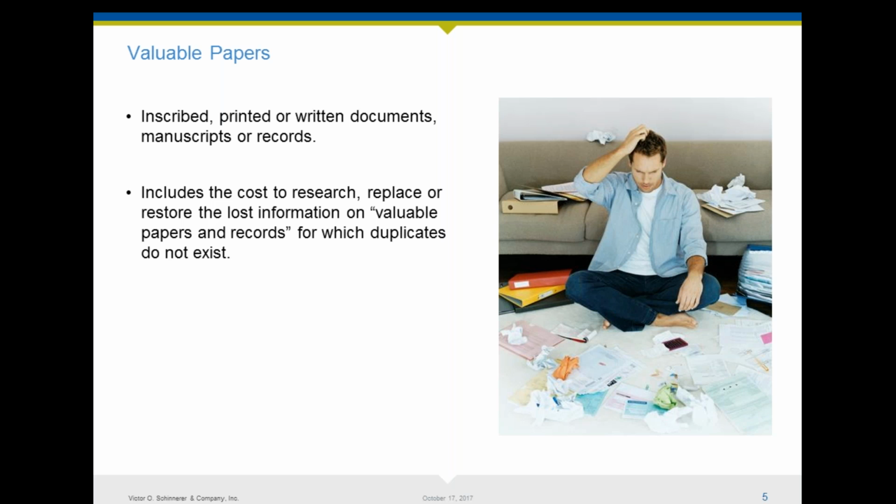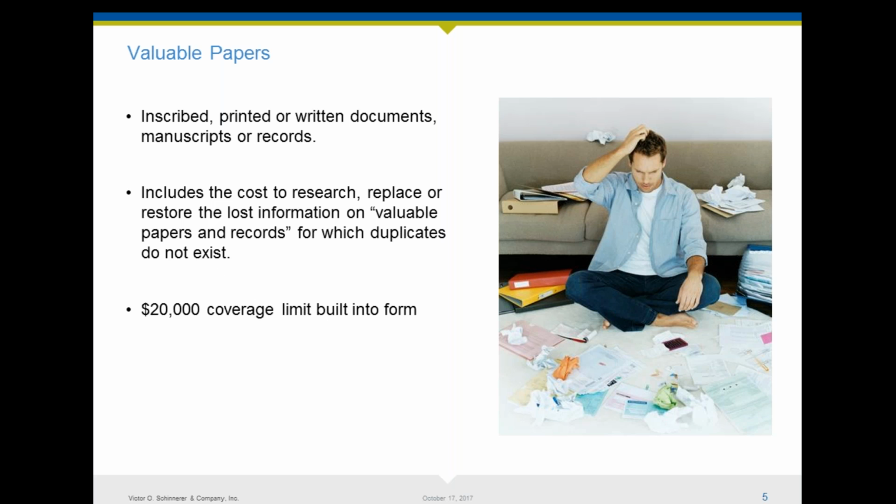Something that comes up quite a bit is the question on valuable papers. What is the valuable papers coverage, and are valuable papers included in our form? The answer is yes. We do have coverage built in for valuable papers. That would be any written document, manuscript, or record that needs to be replaced because of a covered loss. You do need to keep in mind that all of these coverages we're going to talk about respond when there was a covered cause of loss to the property under construction.